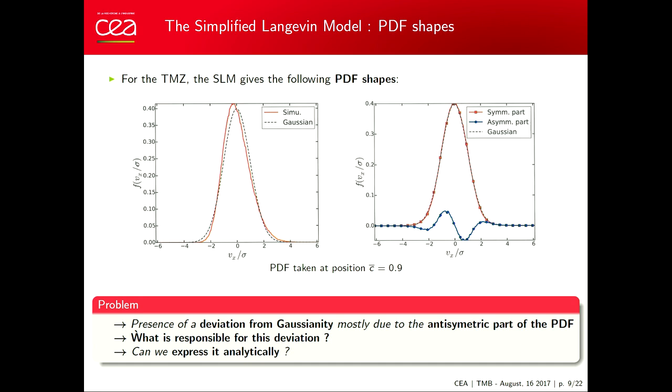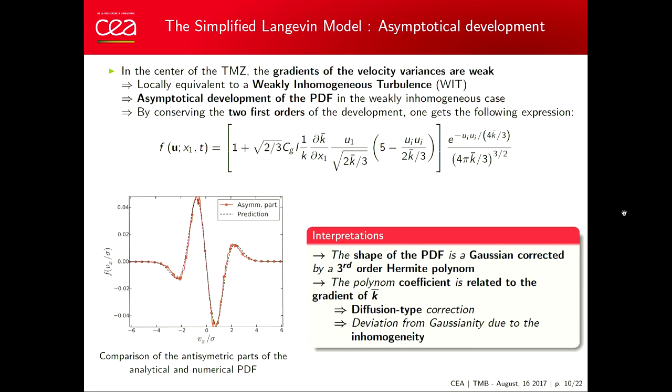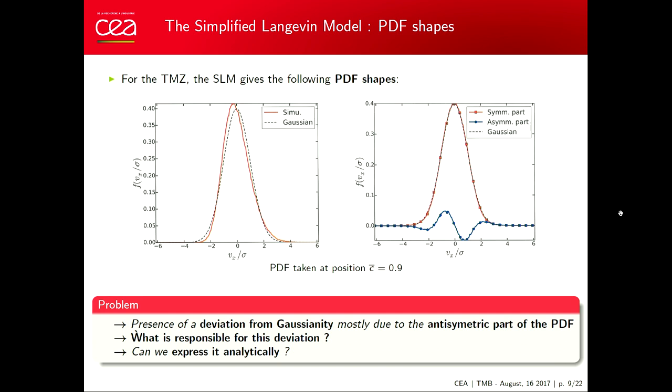Then we focused on the shapes of the PDF given by the model. What we can see is that they're slightly different from a Gaussian. If we go further and divide the PDF into its symmetric and anti-symmetric parts, we can see that this deviation from Gaussianity is mainly due to the anti-symmetric part of the PDF, with the symmetric one almost superposed to a Gaussian. So this observation raises two main questions. What's responsible for this deviation, and are we able to express it analytically in order to identify it clearly?